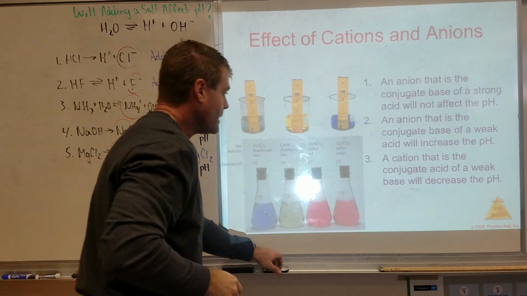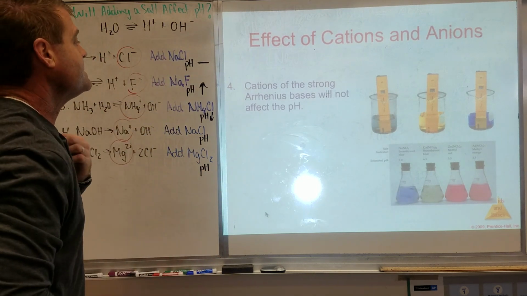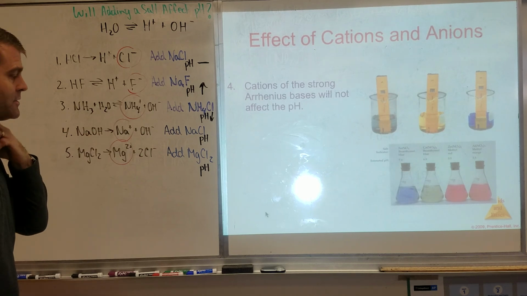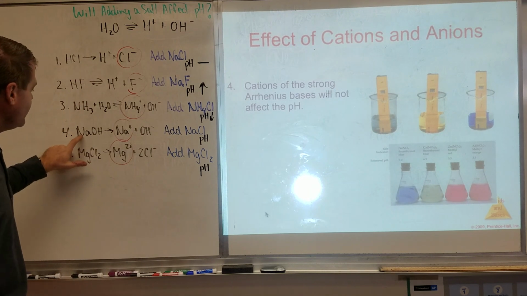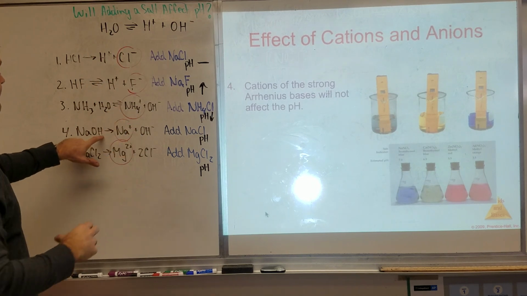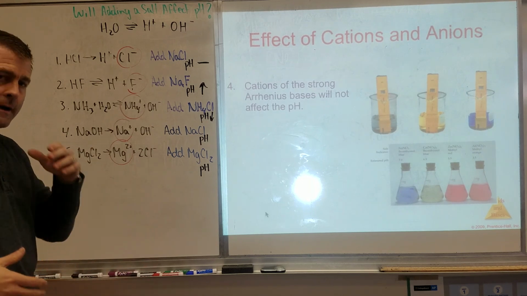Okay, guys, a couple more. I know there's a lot. Let's keep going. Cations of the strong Arrhenius bases will not affect the pH. Okay, so for example, here's a strong base. You guys remember the strong base I said? If you have alkali metals, which are in the first column, or the heavy alkaline earths, if you have them with OH, they completely dissociate. Whenever you put them in water, they're very, very strong bases.